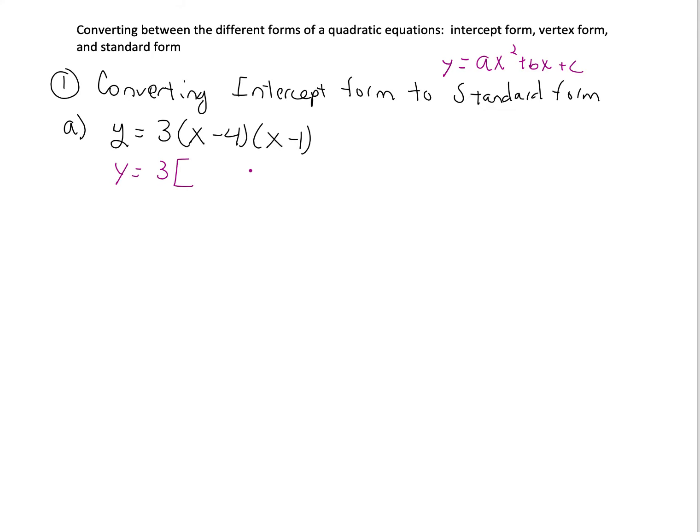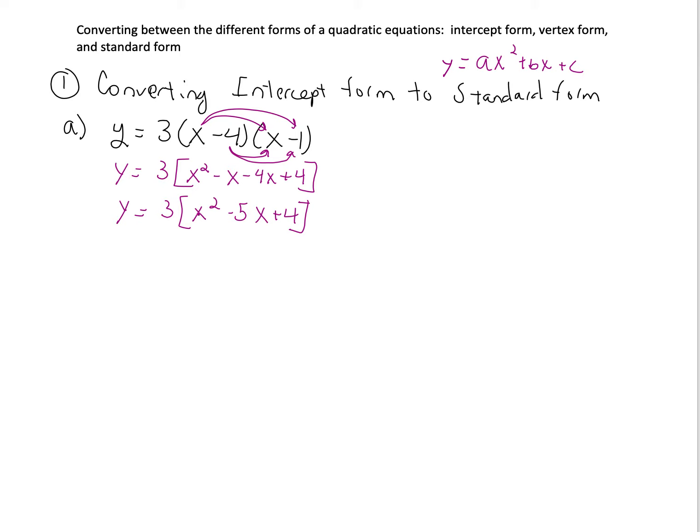So I'm going to start by taking the x minus 4 and multiplying it by the x minus 1. I'm going to take x times x, gives me x squared. Then x times negative 1 gives me a negative x. Negative 4 times x is negative 4x. And negative 4 times a negative 1 is plus 4. Combining like terms, I end up with x squared minus 5x plus 4.